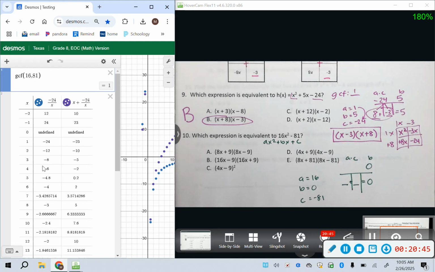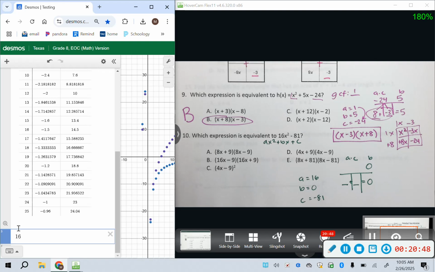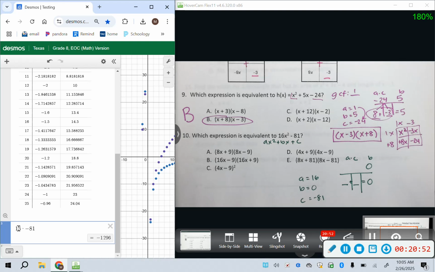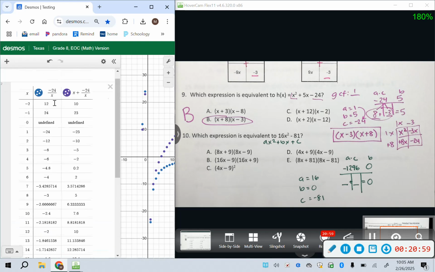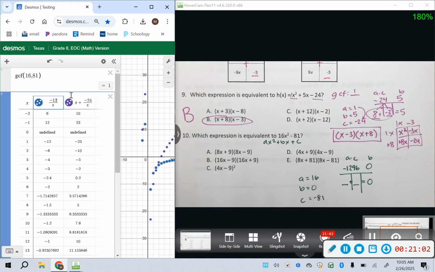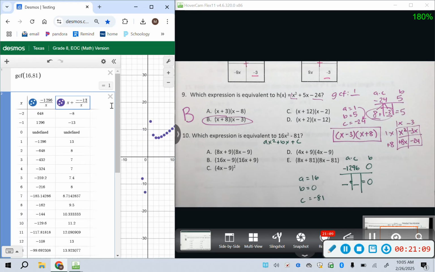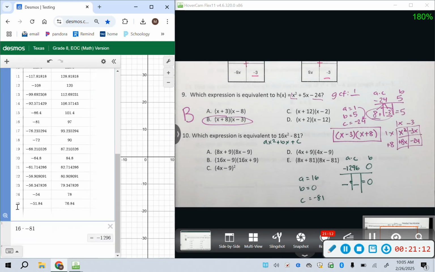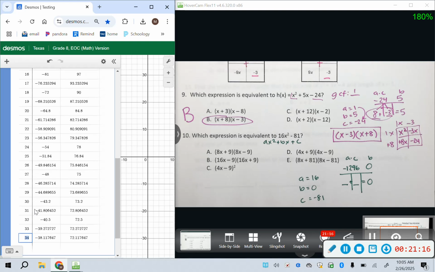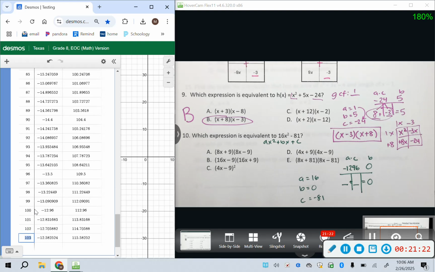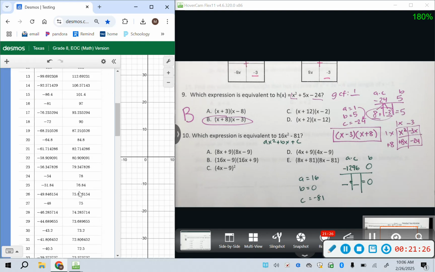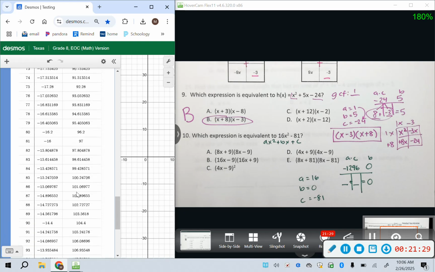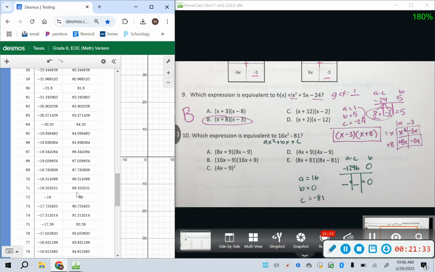A times C is going to be a big old number. So let's see. 16 times negative 81. Whoa. So it's negative 1296. Don't let that scare you because our calculator is going to do it for us. Negative 1296. Okay, and we're looking for 0. So again, I don't see it yet, so that's fine. We're just going to keep going. Oh, did I pass it? Because I'm getting further. No, I'm getting closer. I don't know. Did I multiply correctly?